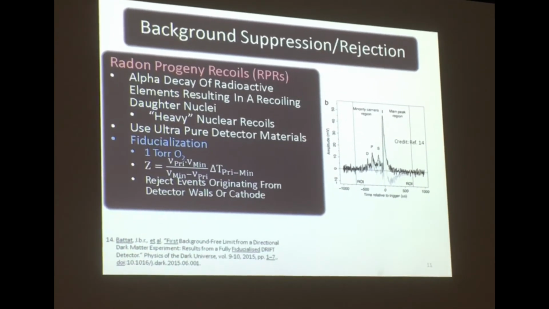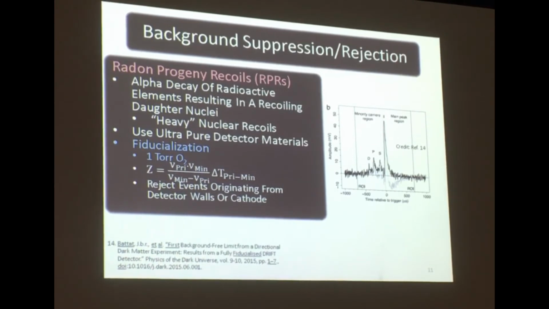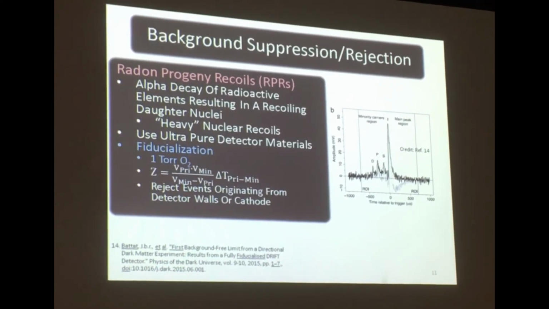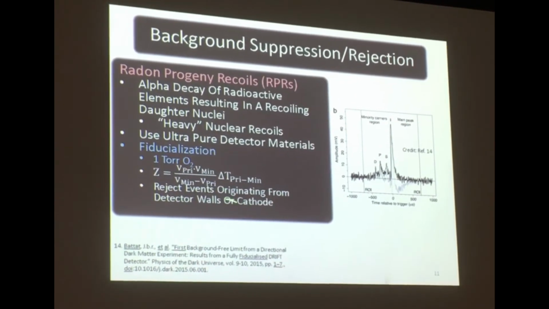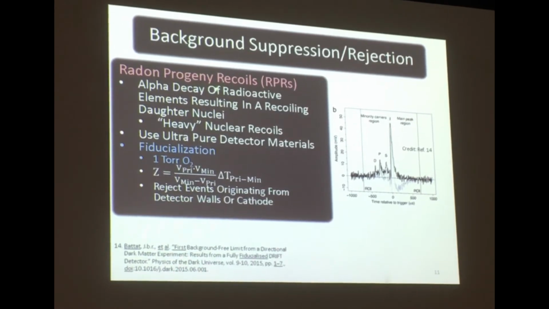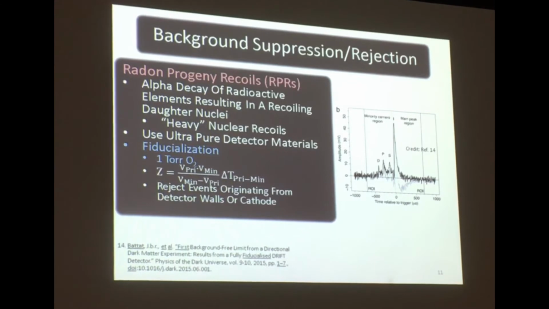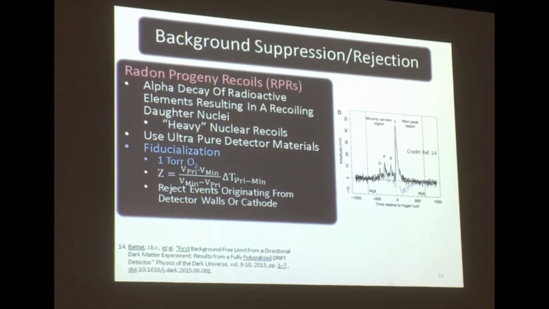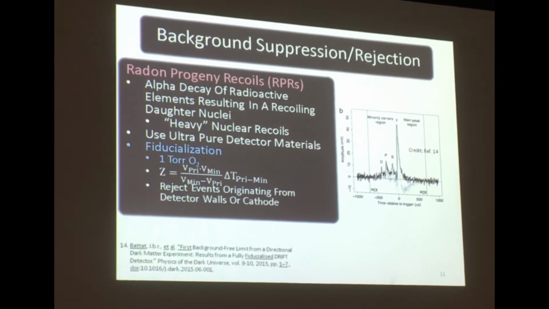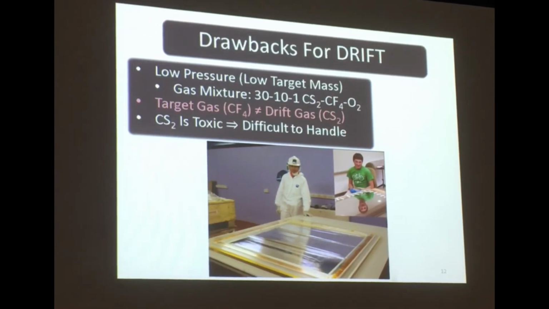If you can do that, you can then reject events that occur at the cathode or along the walls, and that's where a lot of these RPR events will occur. So you can reject them in that way if you can fiducialize. Again, fiducialization is very important, and I'll talk about that a lot more.